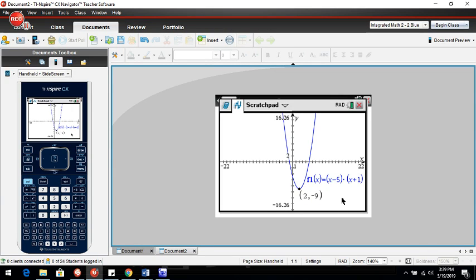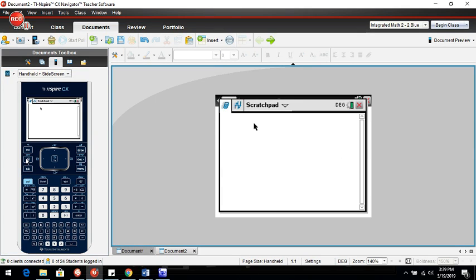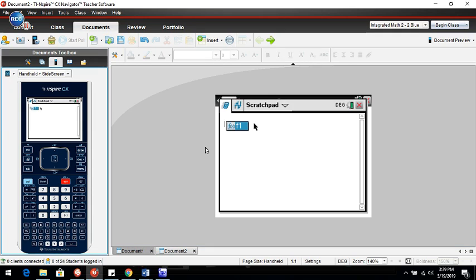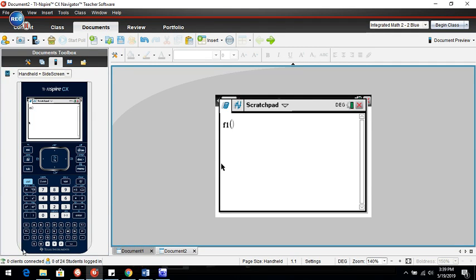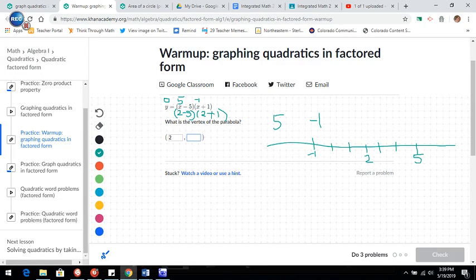Now some of you may be saying, I don't have my calculator where I am, I can't do that. Okay, let me just show you one more way of doing this with the calculator, and then we'll just do it without the calculator, which you've probably already done at this point. I'm going to go to my scratch pad and just do variables. This is the only equation I have in my calculator. I'm putting 2 for my x value, and it gives me the y value. So then my vertex is 2, -9.